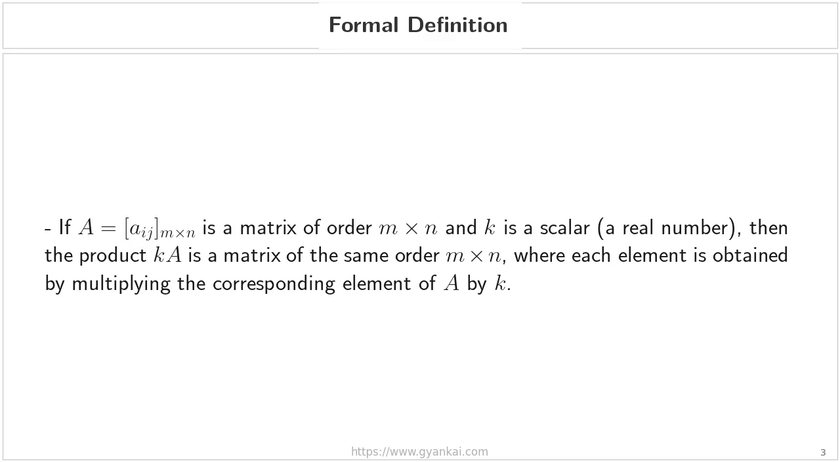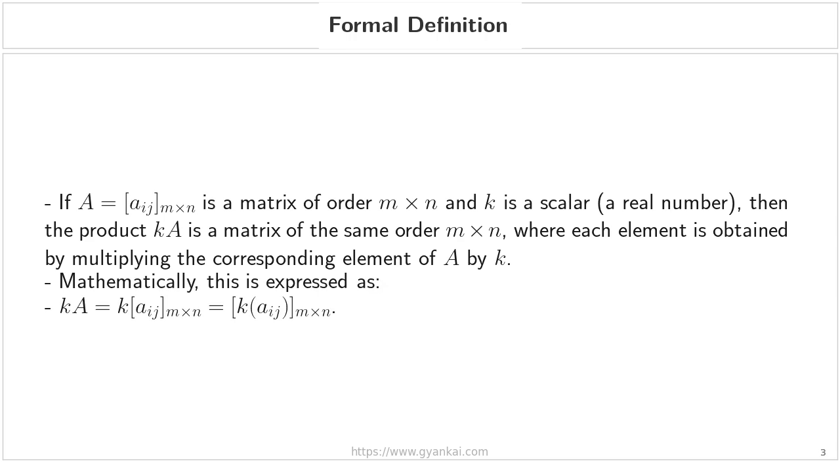Formal definition. Suppose we have a matrix A, represented by elements a sub ij with an order of m by n, and we have a scalar, which we will call k. When we calculate the product kA, the resulting matrix will maintain the exact same dimensions as the original, meaning it will also be of order m by n. Each individual element in this new matrix is obtained by multiplying the corresponding element of matrix A by the scalar k. To express this mathematically, we say that k times the matrix a sub ij of order m by n is equal to the matrix where every element is k times a sub ij, all while keeping the order m by n.